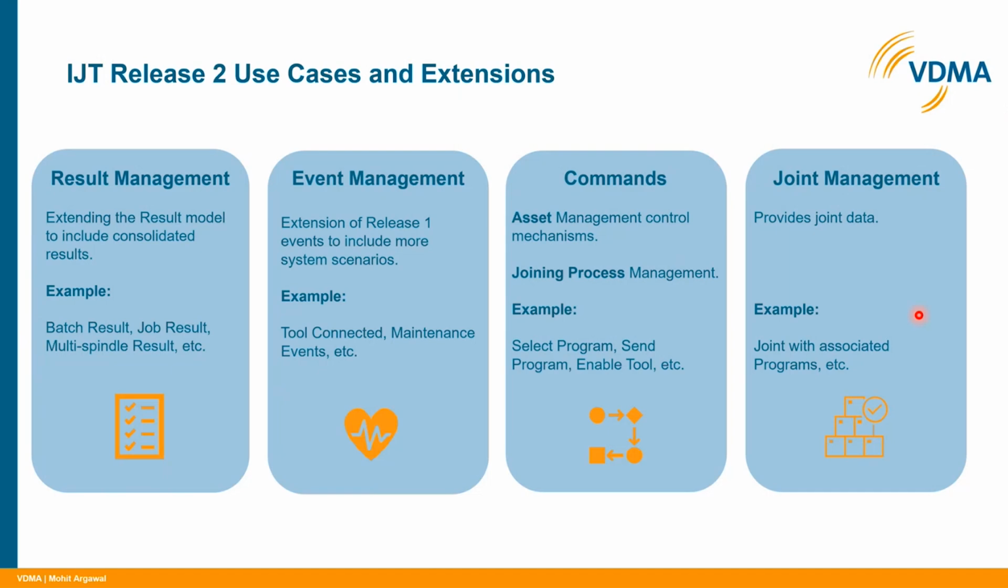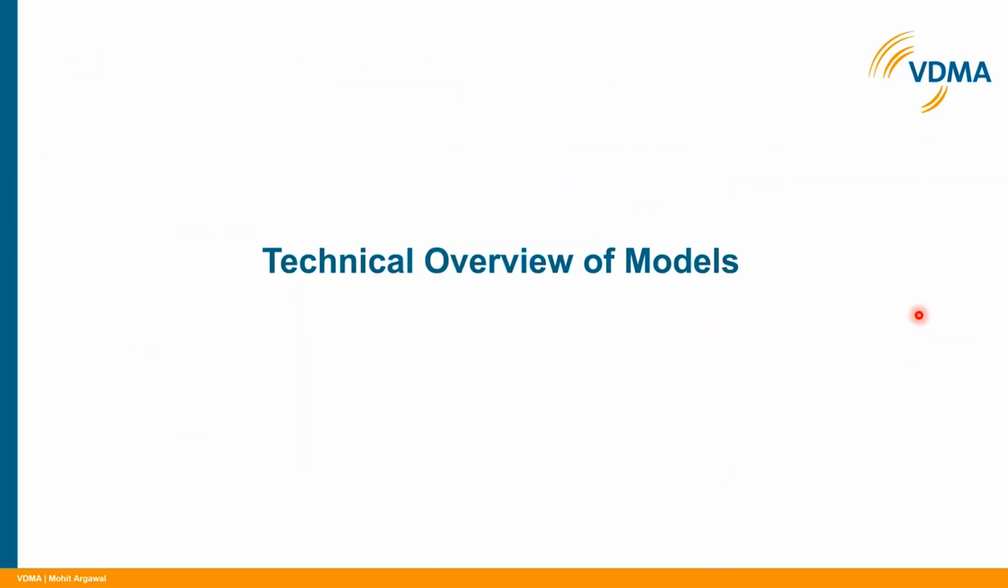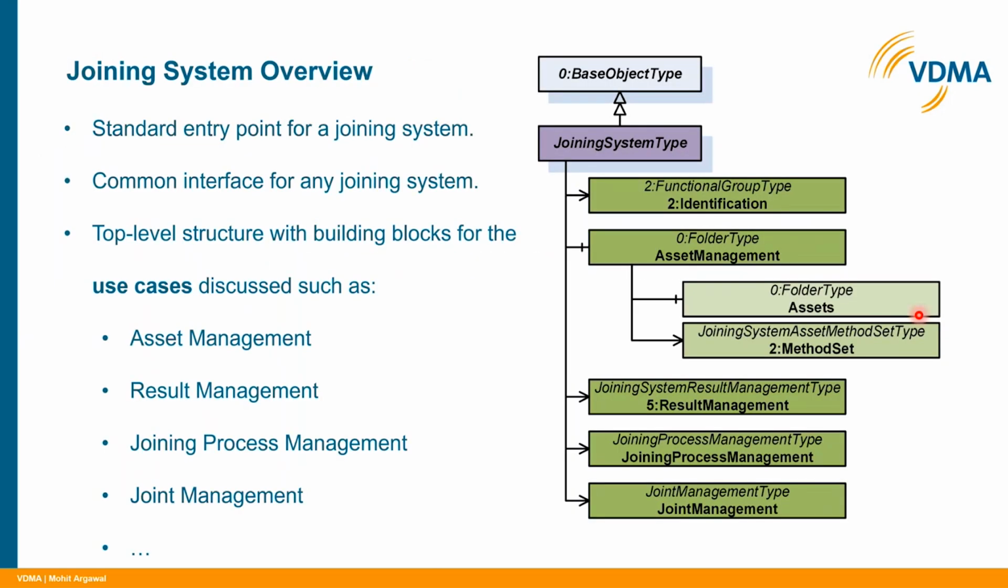Now we will go through the technical overview of the models. When I say technical overview, how did we model each of these use cases? So, joining system overview. This is the first use case. From an OPC UA client's perspective, this is considered an entry point. There is a joining system which contains different building blocks like asset management, result management, joining process management, and joint management.